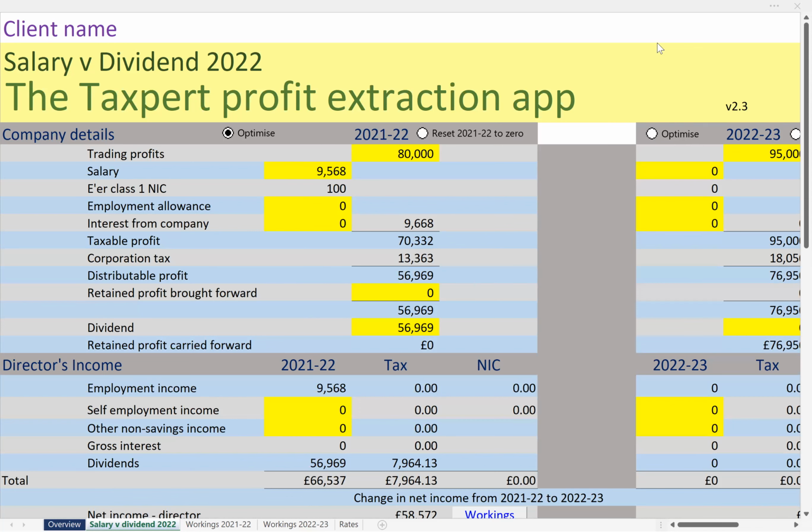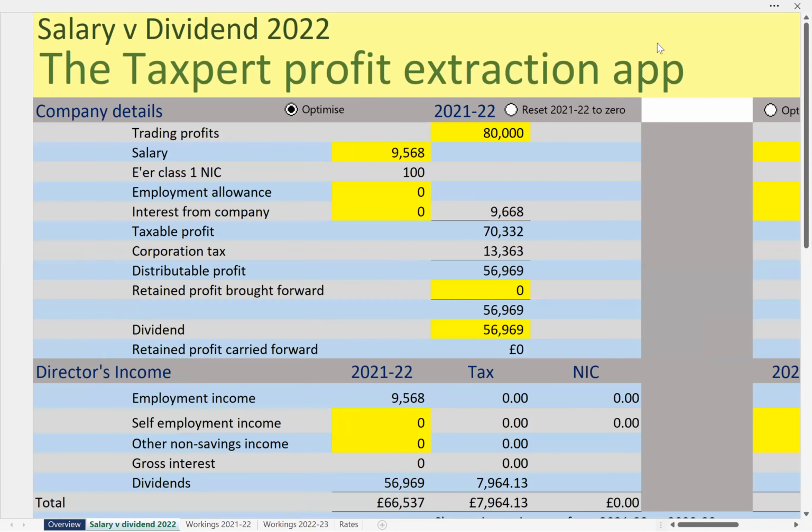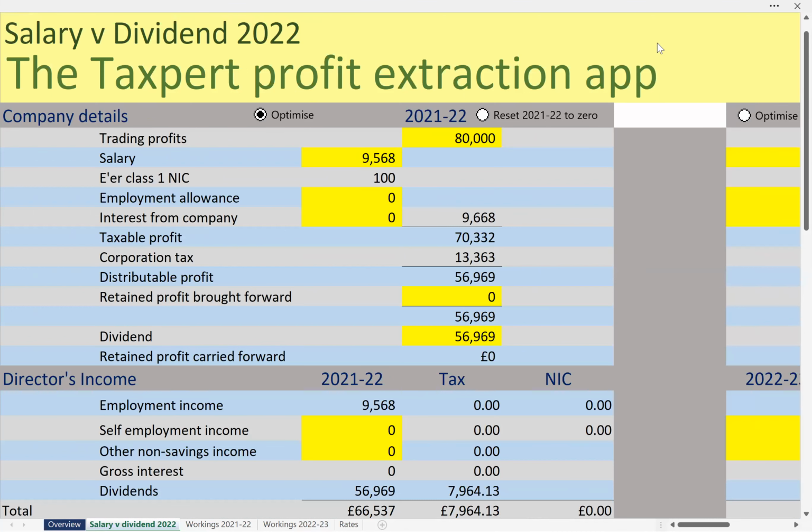And what I've done is already put in the trading profits for last year, 80,000, and worked out that the optimum combination of salary and dividends is to take 9,568 as salary and the rest as dividends. We're assuming that we want to extract all of the post-tax profit by way of dividend.